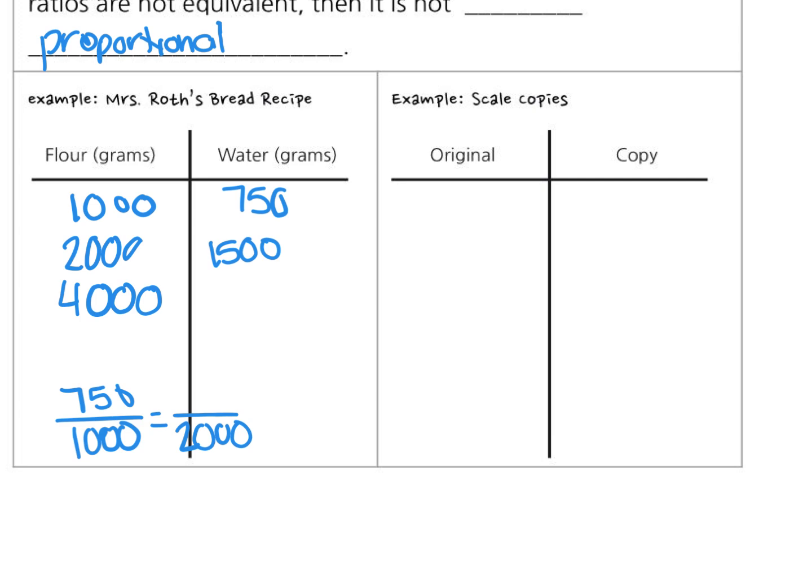1,500 grams of water. And then we could do the same thing and say, well, for 4,000 grams of flour, if we look back at our original ratio, how many times bigger is that ratio getting?